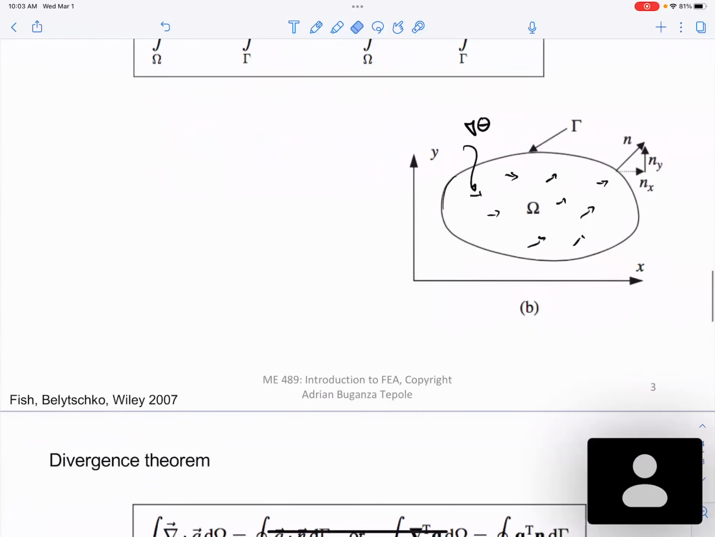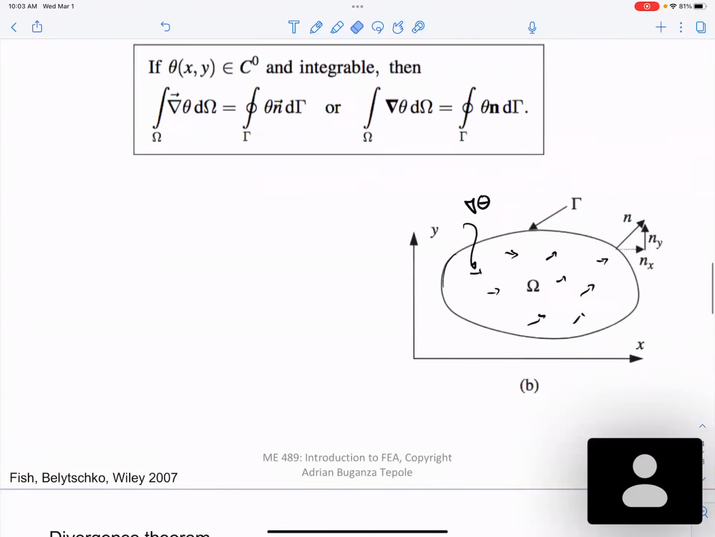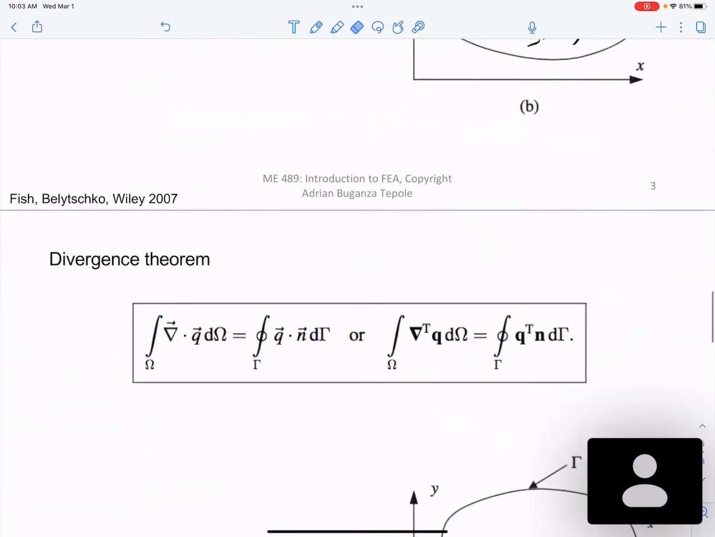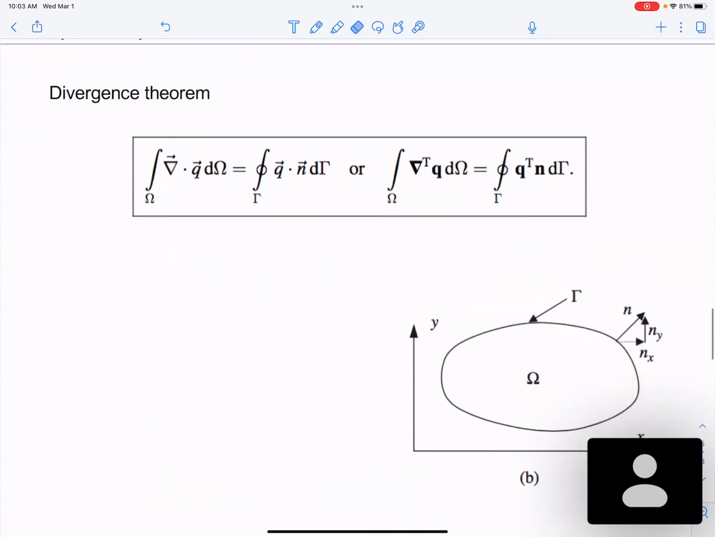So that's one thing. Again, I don't need you to know much about it, except that it exists and it relates integrals over the domain to integrals over the boundary, and there's some gradient or divergence involved. There's the divergence theorem, which is similar. So these two are very complementary to each other. In this case, you have a vector field, which is like a flux.